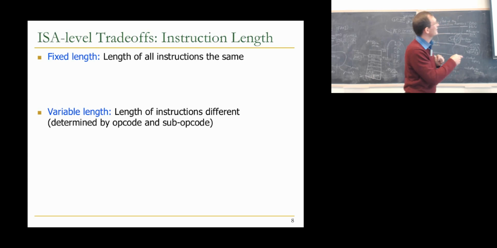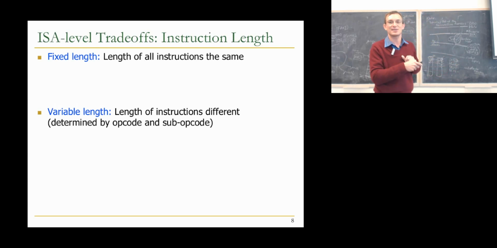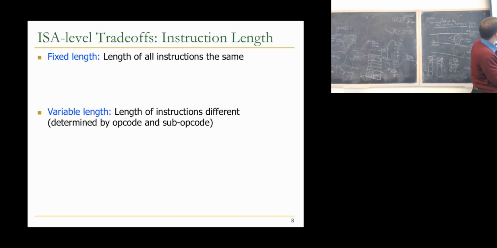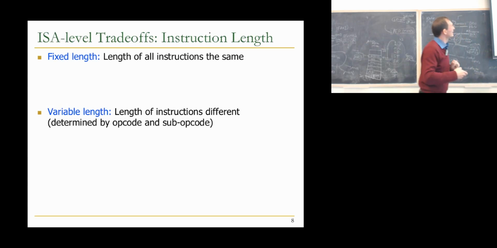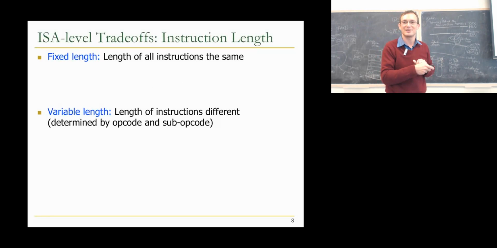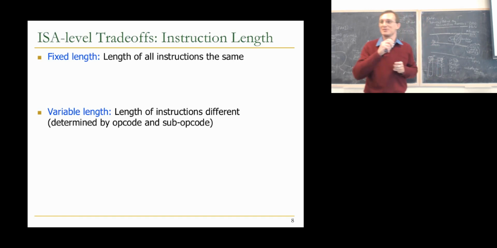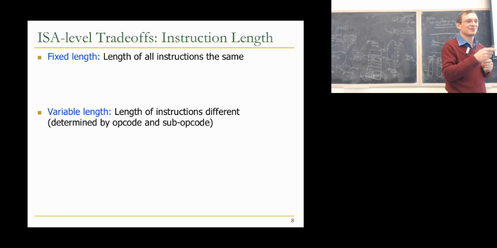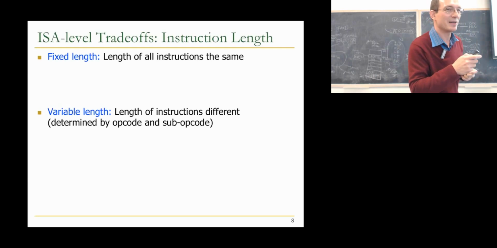Well, if you have fixed length, all instructions are the same length. Variable length, exactly the opposite. Length of instructions is different, and that's determined by the opcode and sub-opcode, and many other things potentially. Well, there are upsides and downsides to both, right? What is the upside of fixed length? Anyone? Yes? Simple decoding, yes. What else? Yes, alignment.